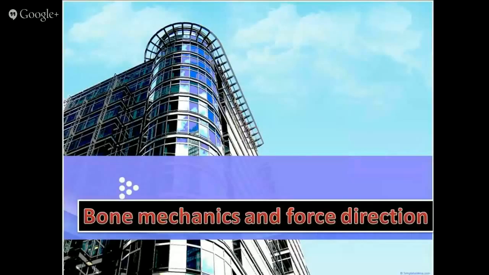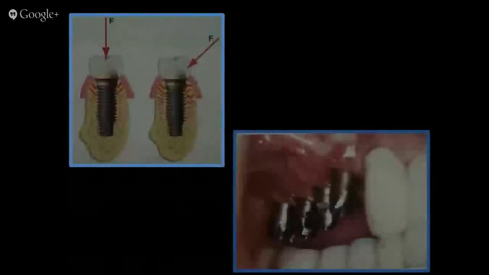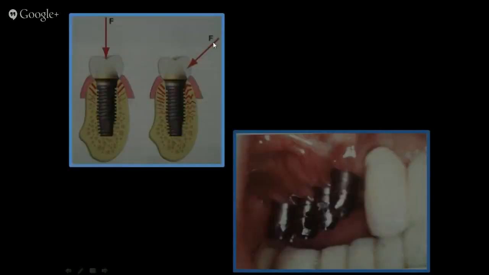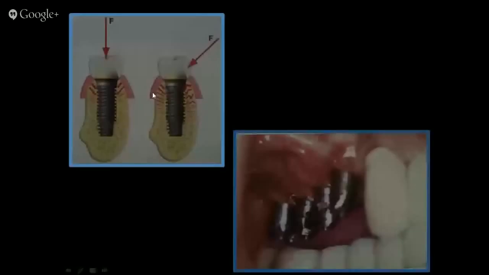Coming to the bone mechanics and the force direction. All this while we've been stressing about axial loading, axial loading, axial loading. We want the forces to act along the long axis. We also mentioned this earlier. If we have forces acting at an angle, the area opposite to that receives the stress concentration. This part starts resorbing.